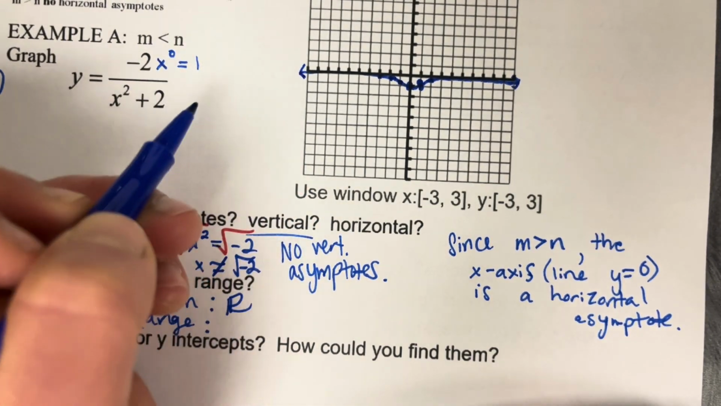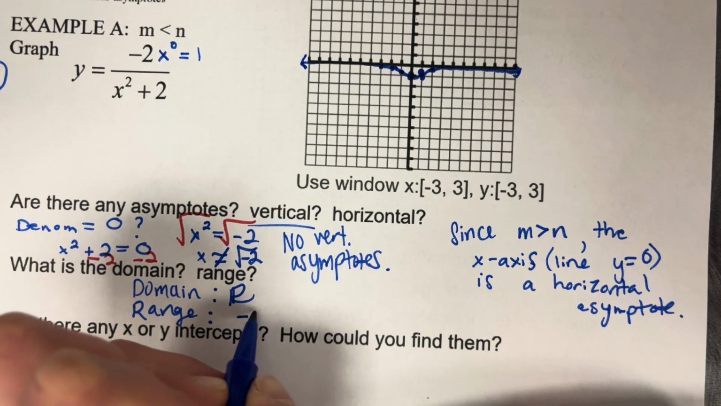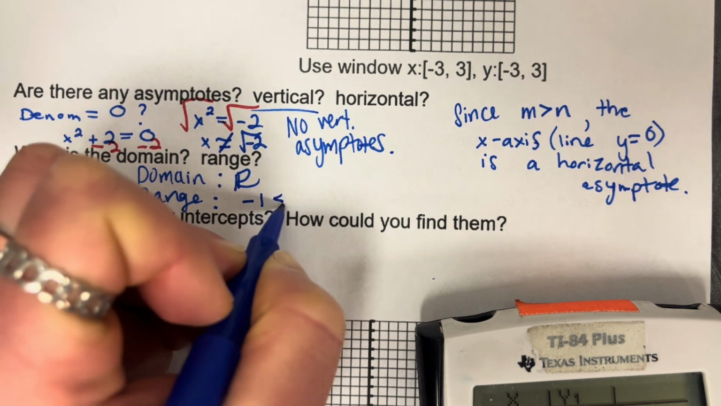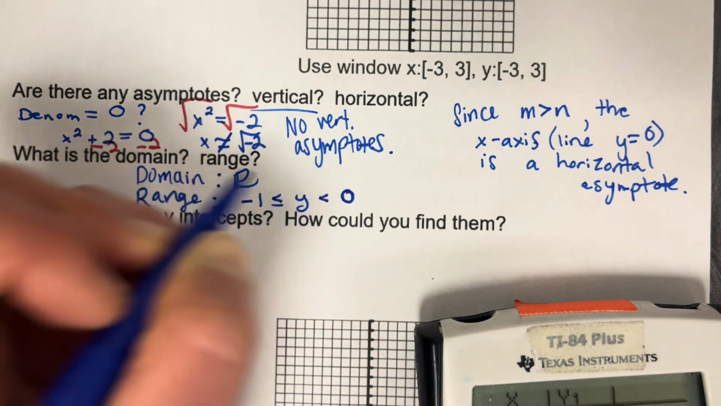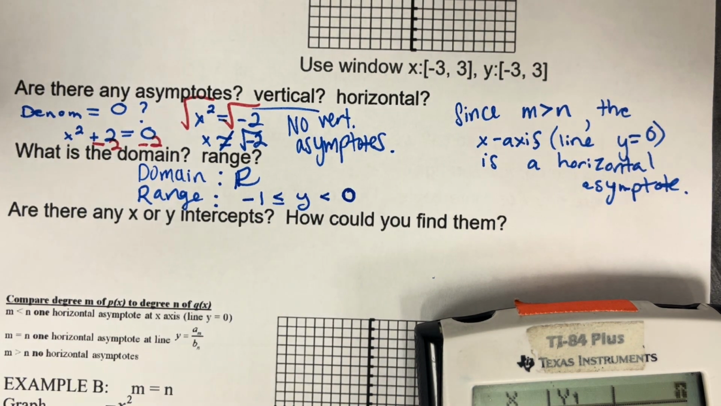And we can also notice that we have a minimum here. Our minimum is at -1. So our range is going to be from -1 to 0. -1 because that's our minimum, 0 because that is a horizontal asymptote.